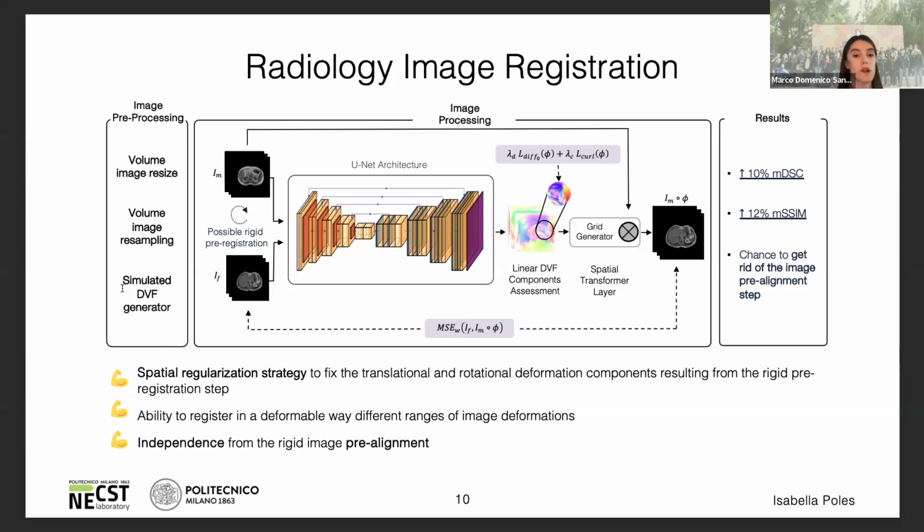We designed this strategy as a loss function that could also be used with a different neural network architecture and allow our network to learn different ranges of image deformation. We tested our strategy on a U-Net architecture, and we demonstrate that we are able to reach up to 12% of mean structural similarity index measure over the baselines while getting rid of the image pre-alignment step.